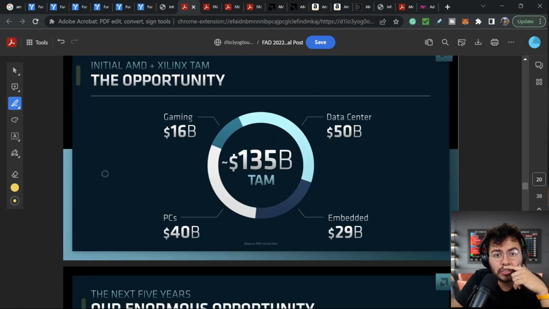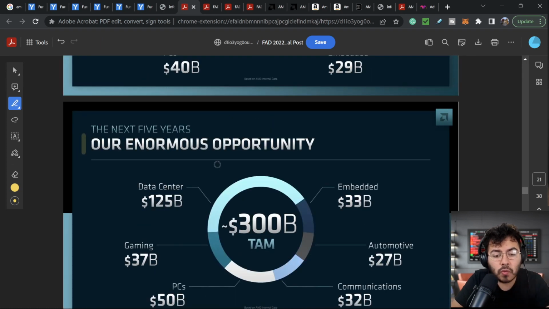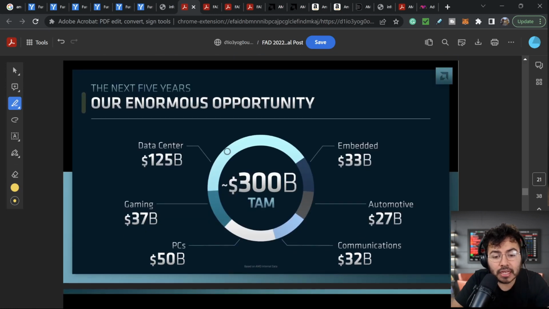Here we can see the opportunity that AMD believes the Xilinx acquisition can grow, right? They believe it's $135 billion just with the acquisition. And in 2022, within the next 5 years, they do believe that total addressable market can increase to over 300 billion. A good portion of that is coming from the data center market, and we do know that's why AMD is really, really focused on the data center space.